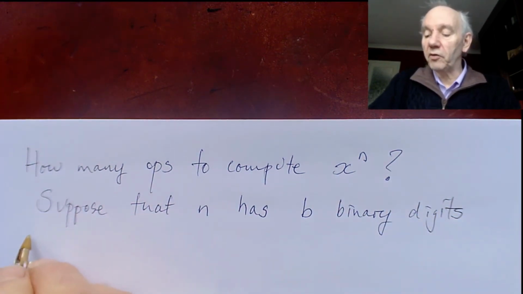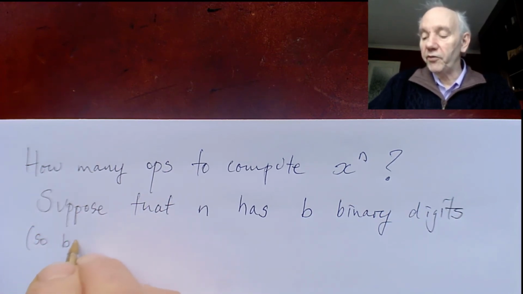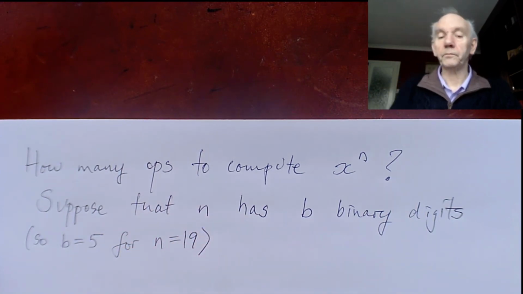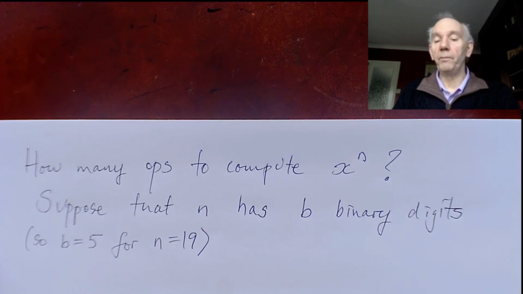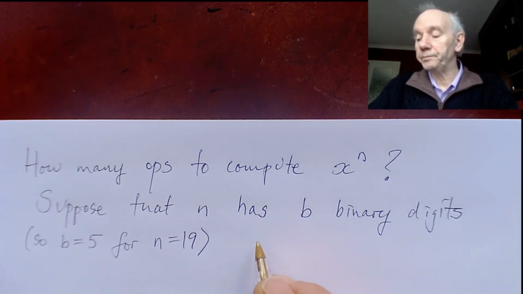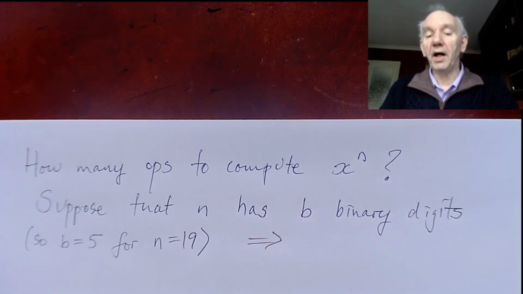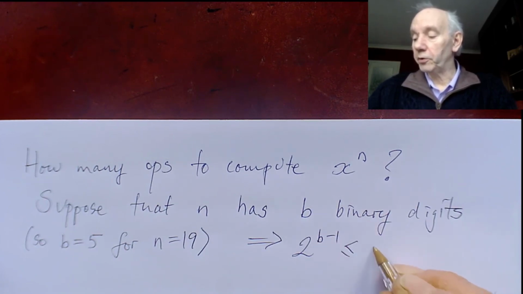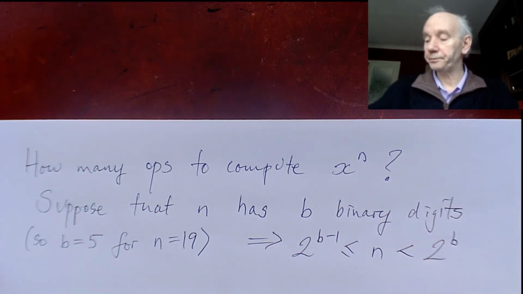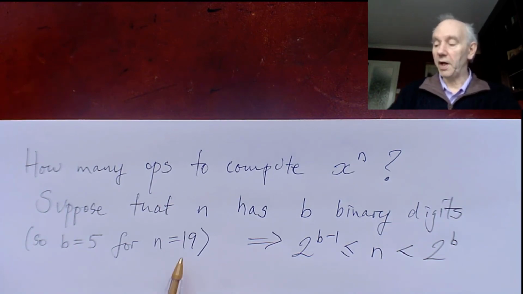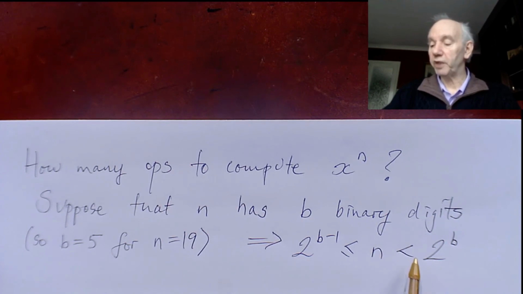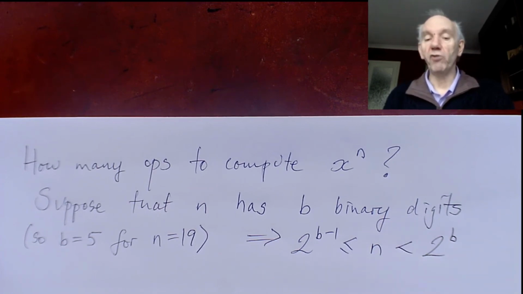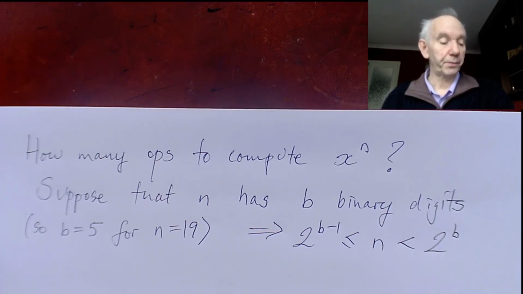Okay, so in the case of 19, b is 5 when n is 19. In general, this implies that 2 to the b minus 1 is less than or equal to n, which is strictly less than 2 to the b. Because 19 is strictly less than 2 to the 5, but it's greater than or equal to 16. Any number in that range needs 5 binary digits.